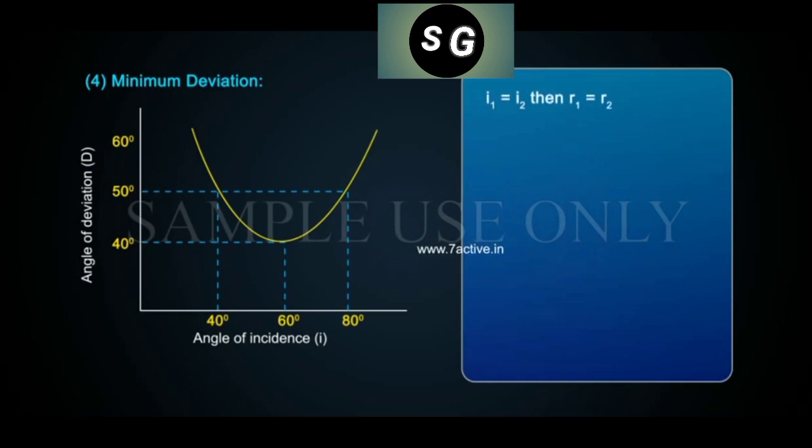In the case of minimum deviation, the incident angle at the first phase equals the emergence angle at the second phase, and the angle of refraction at the first phase equals the angle of incidence at the second phase.